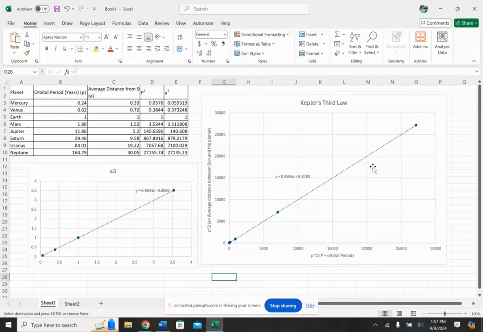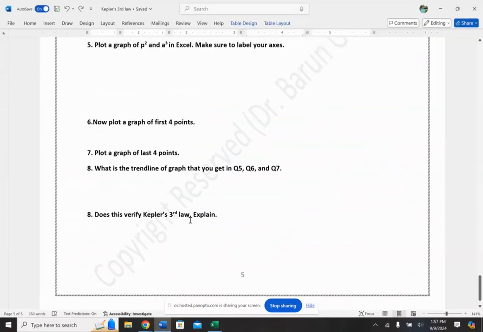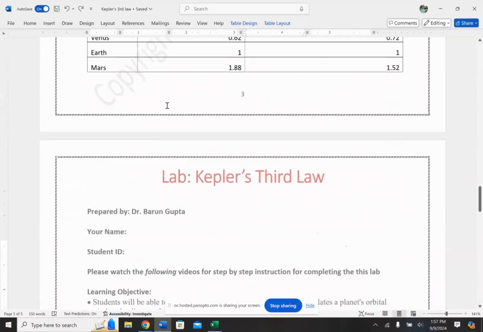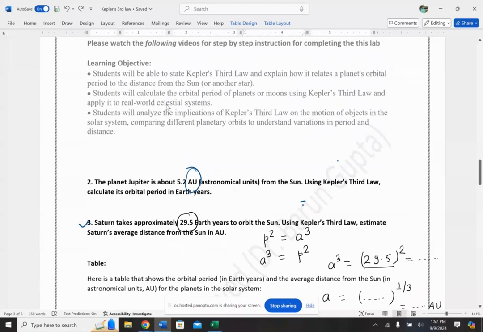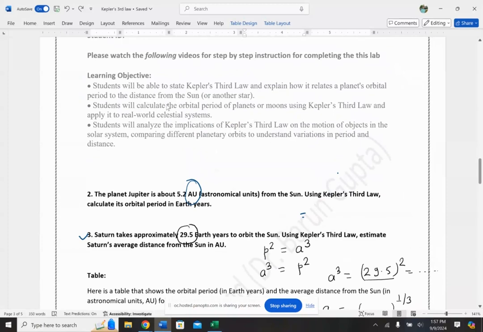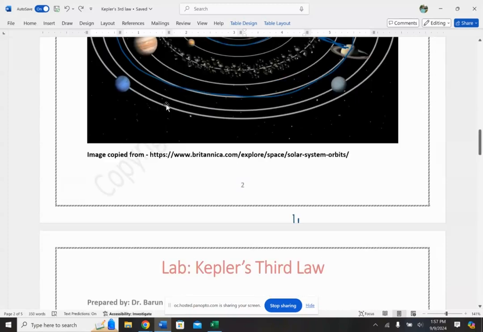So go through this lab manual, and make sure that you understand and know how to mathematically calculate all these numbers, you know the equations, and if you have any question, any confusion, feel free to ask me.